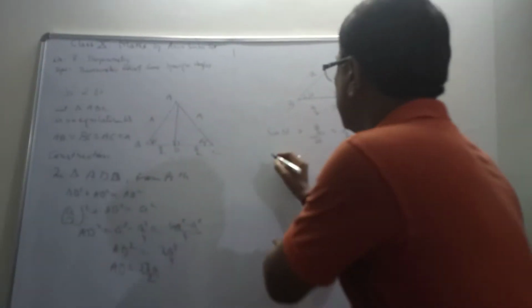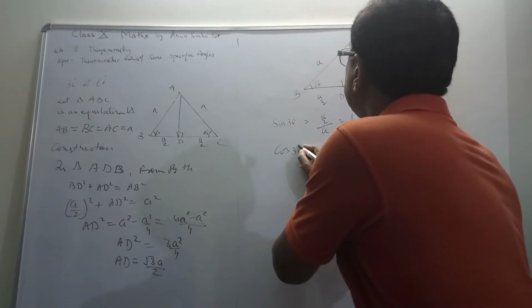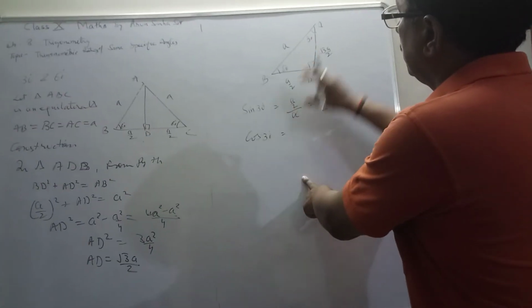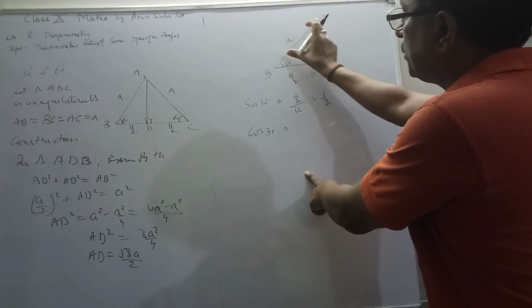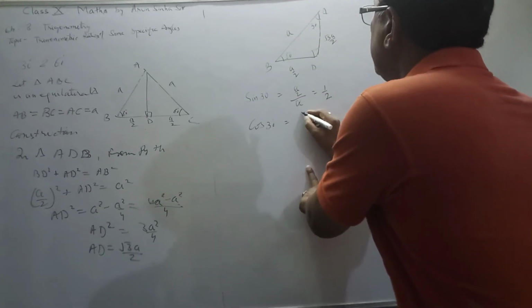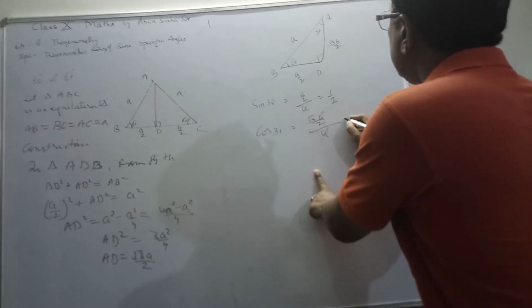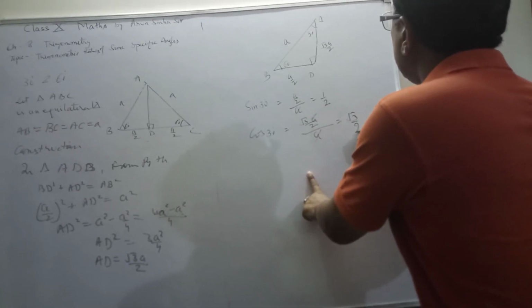Now just take cos 30. So if you take cos 30, what you will get, children? Cos 30 means this is the base angle. So this is the base, this is the hypotenuse. So you will get what, children? Root 3A upon 2 upon A. A cancelled. So you get root 3 upon 2.